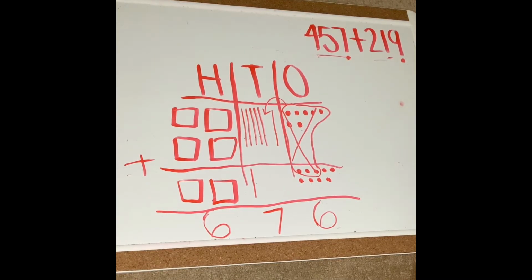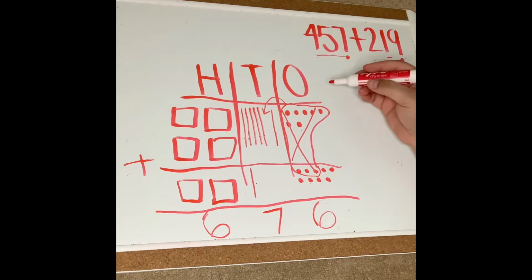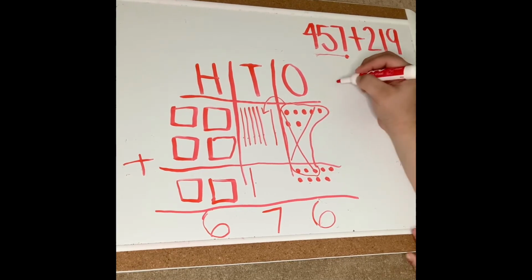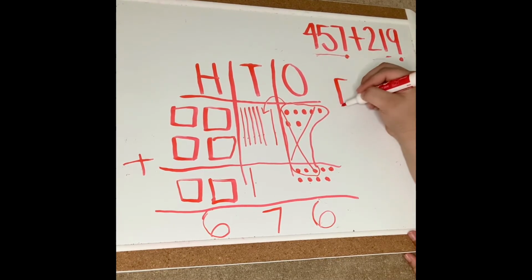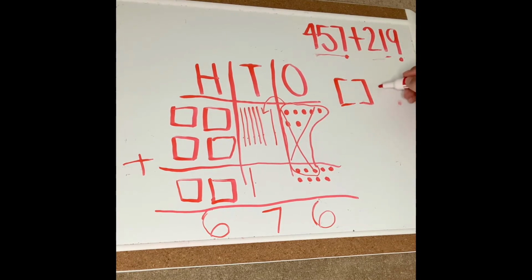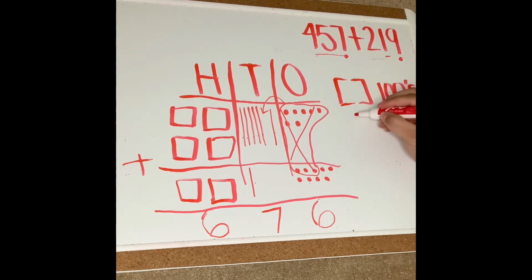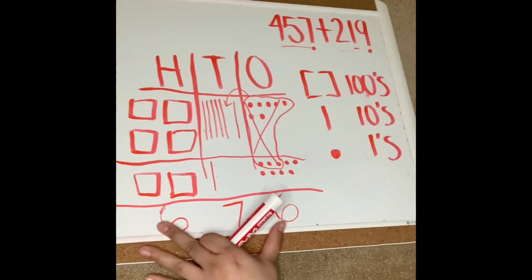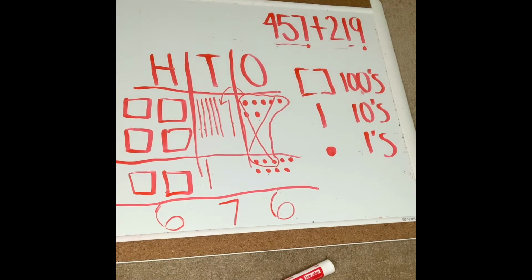And for those of you that are filling out this worksheet on the computer, remember that brackets are our hundreds, the lowercase l are our tens, and a period are our ones. That's how we would draw them in if you're doing them on the computer online.